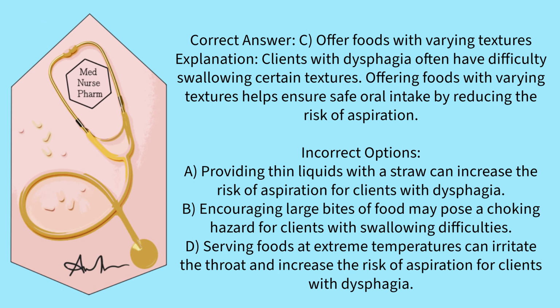If you chose option C, you are correct. Offer foods with varying textures. Clients with dysphagia often have difficulty swallowing certain textures. Offering foods with varying textures helps ensure safe oral intake by reducing the risk of aspiration.